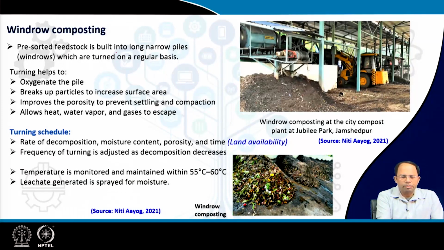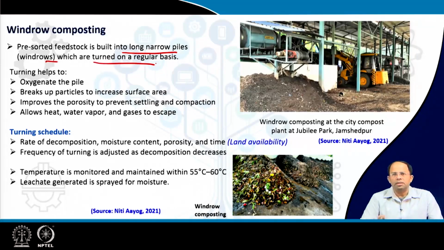Pre-sorted feedstock is built into long narrow piles or windrows which are turned on a regular basis. So, we have learnt about windrows in our earlier lectures as well. This is the image we have shown you earlier, this is how a windrow looks like. It's a pile of garbage, but before it is left like that, we have to make sure that some amount of sorting is done so that the final product contains mostly organic matter.